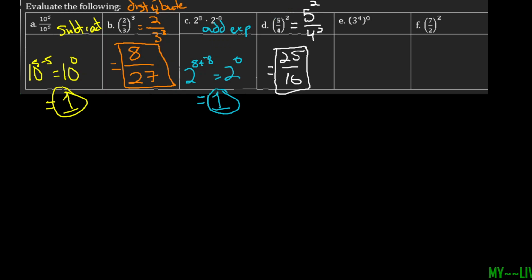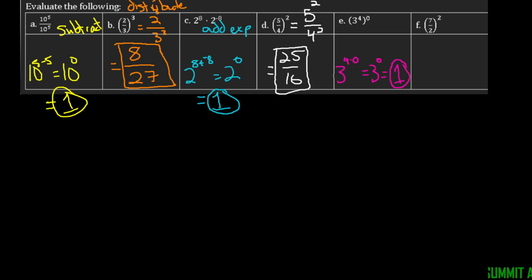For the next one, we can say we multiply those exponents together. So that's going to be the same as 3 to the power 4 times 0, which is the same as 3 to the 0, which is equal to 1.